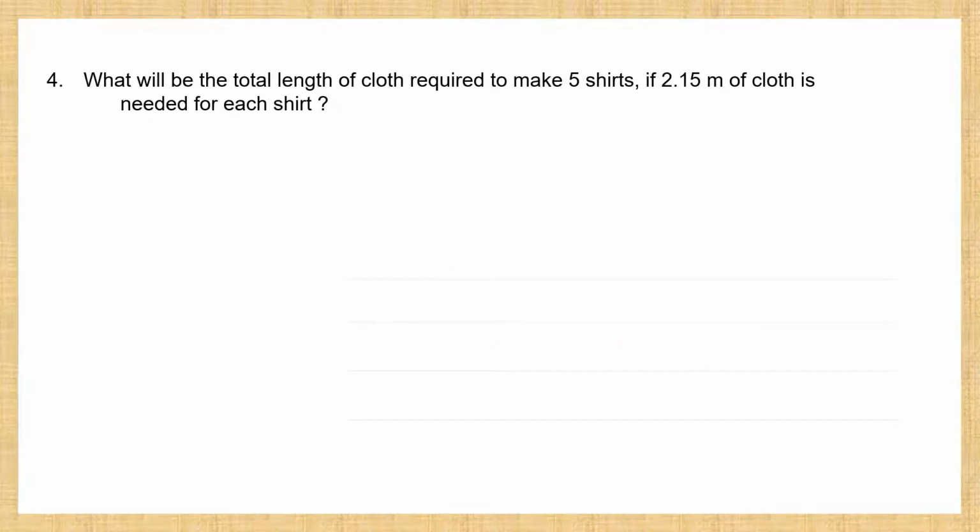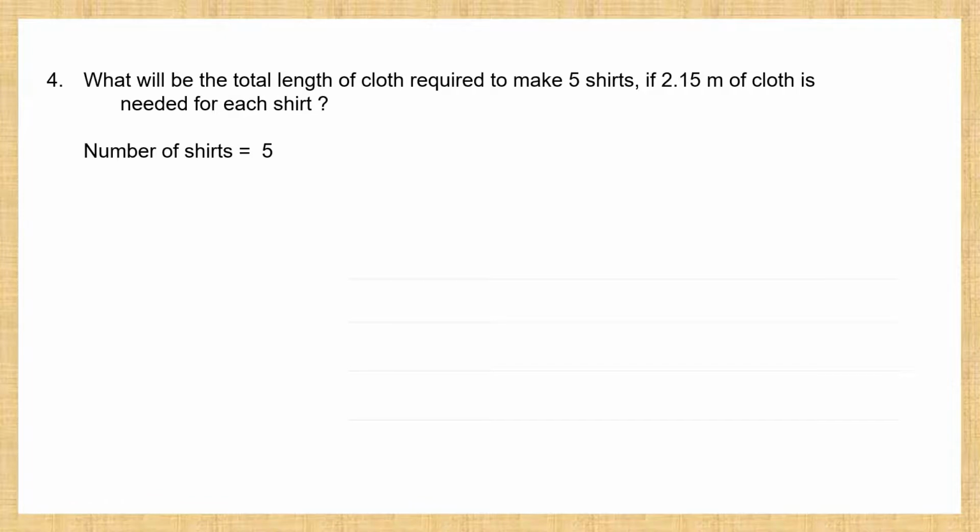Question 4. What will be the total length of cloth required to make 5 shirts if 2.15 meters of cloth is needed for each shirt? So now we know how much cloth is needed for each shirt. For one shirt, now we need to find for 5 shirts. Whenever one is given and you have to find for many, it is multiplication. So let's start our statements.